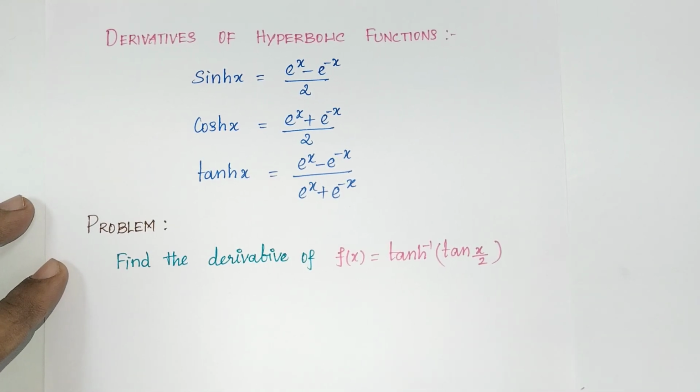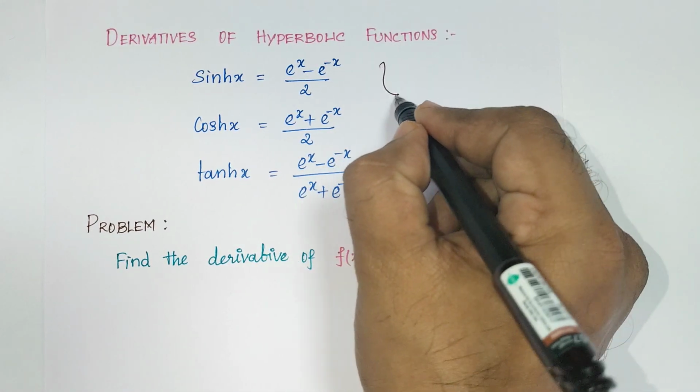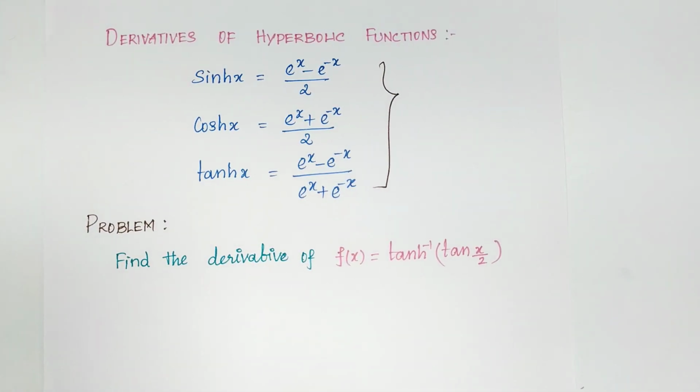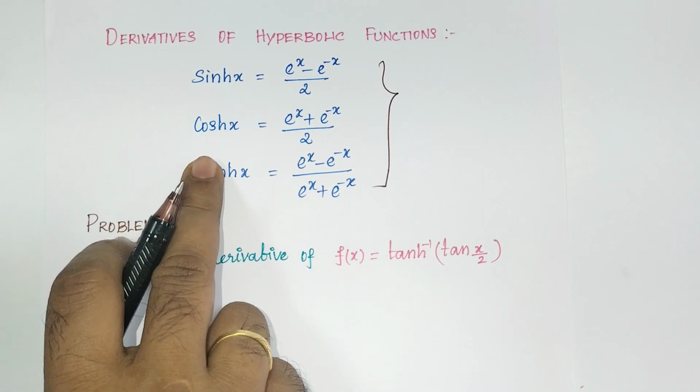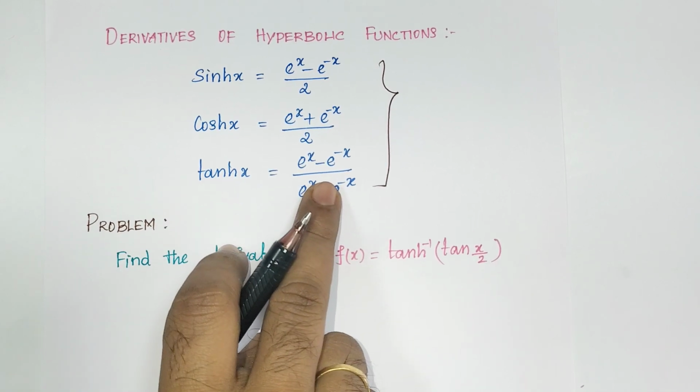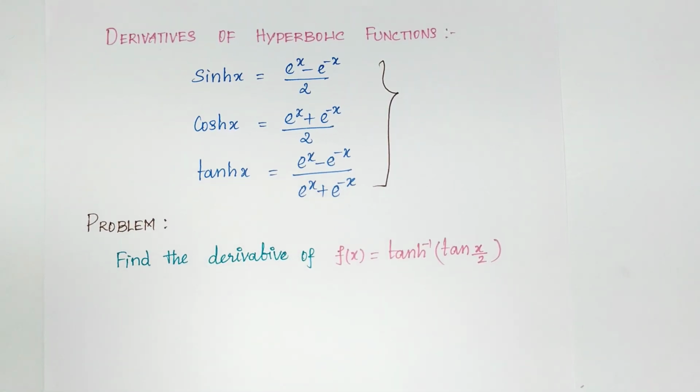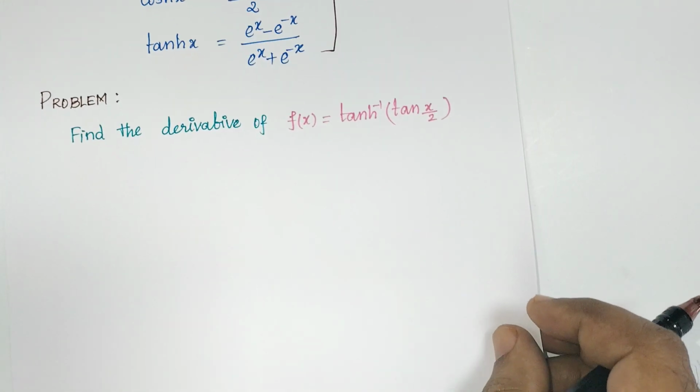So then next one, derivatives of hyperbolic function. From this, if you know these three formulas, you can solve the problem. Sinh x equal to e power x minus e power minus x divided by 2. Cosh x equal to e power x plus e power minus x divided by 2. And tanh x means we can divide sinh x divided by cosh x. You will get e power x minus e power minus x divided by e power x plus e power minus x.